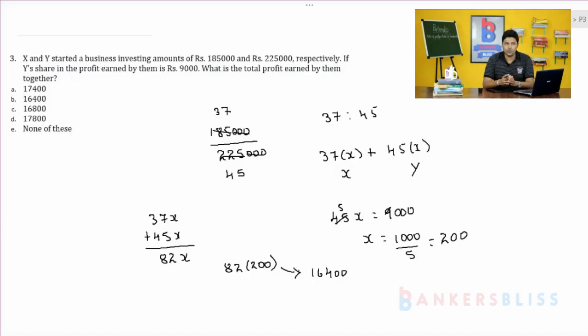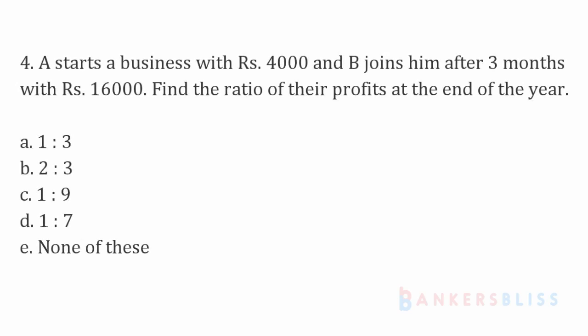Let us go to the next problem, problem number 4. A starts a business with rupees 4,000 and B joins him after 3 months of the start with rupees 16,000. Find the ratio of their profits at the end of the year.